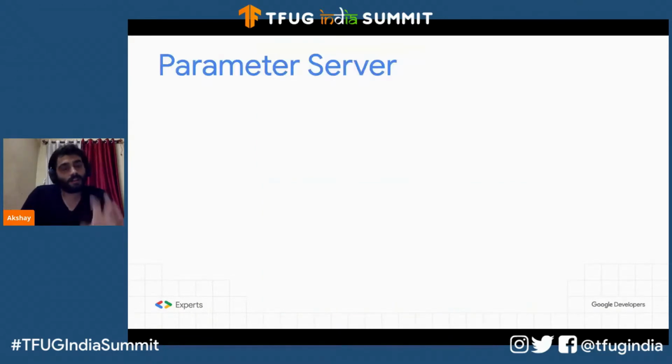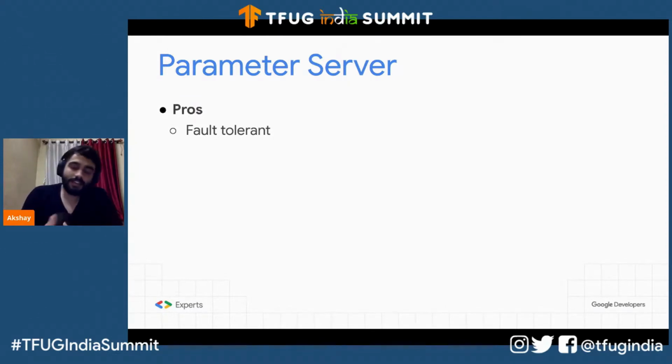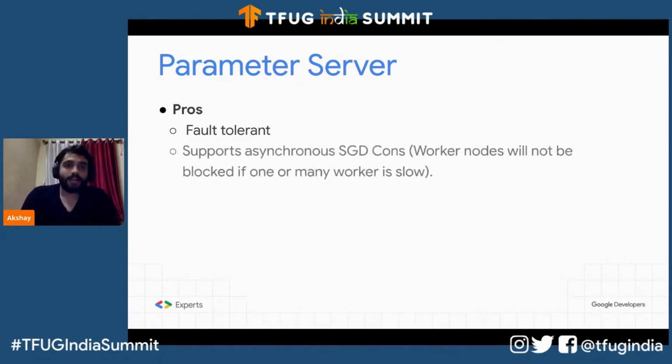All right. Now this technique, of course, had a lot of pros and cons. The pros were, of course, that it's fault tolerant, because even if one of the GPUs went down, we still get the weights from other GPUs, and we can similarly perform our gradient descent going forward. It's also asynchronous SGD. SGD is the concept of stochastic gradient descent. Asynchronous means that some of the workers, some of the GPUs, could be slow, but at the same time it will not block other workers.